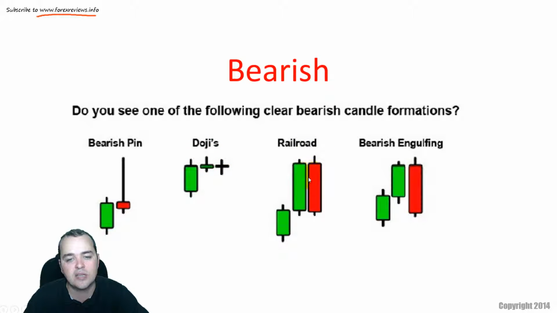Okay, and the next example is a railroad. And this is an example of a bearish railroad. As you can see, this bearish railroad, you could almost call this a bearish engulfing as well, because it's engulfing this previous candle. And that's the example of a railroad. The candles are basically around the same size. They can be a little bit different in size. This is a common pattern that you see at reversal zones in the market as well.